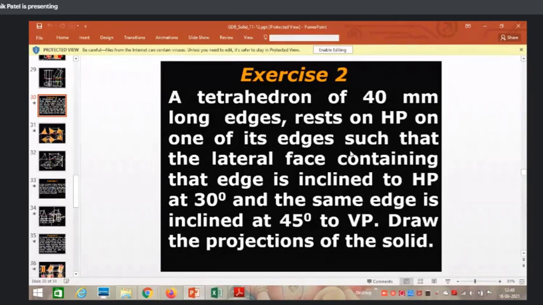So write down here. Tetrahedron, 40 mm long edges, rests on the vertical plane on one of its edges, such that the lateral face containing that edge is inclined to the vertical plane at 30 degrees, and the same edge is inclined at 45 degrees to the HP plane. So you will solve 4 problems.